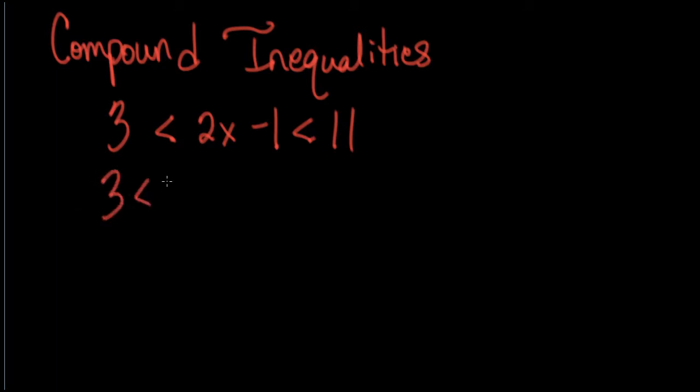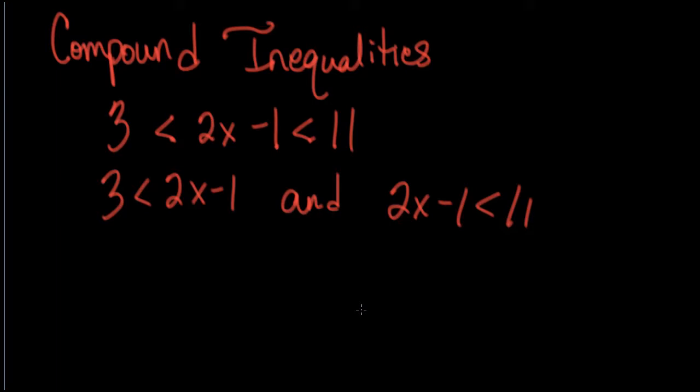This is 3 is less than 2x minus 1, and 2x minus 1 is less than 11. Now, when I solve it, I'm not going to break it up like this, but this is just to show you how this is an example of what is called a compound inequality. Now, just like before, our ultimate goal is to isolate the variable, to get the variable, in this case, between the two inequalities. So we're going to solve this problem.